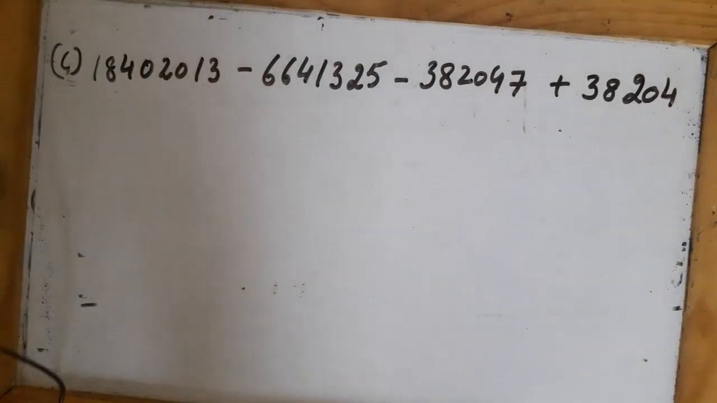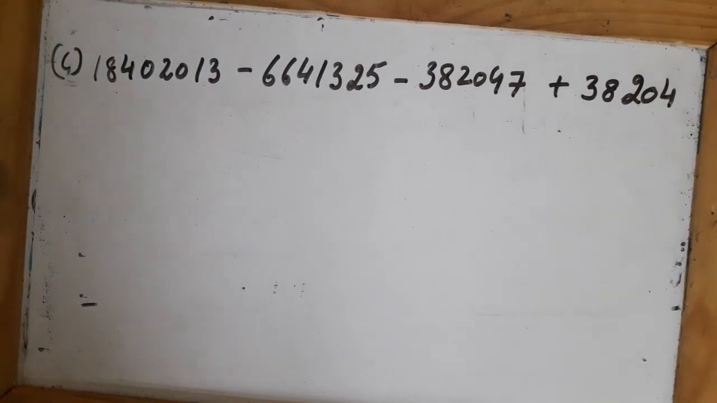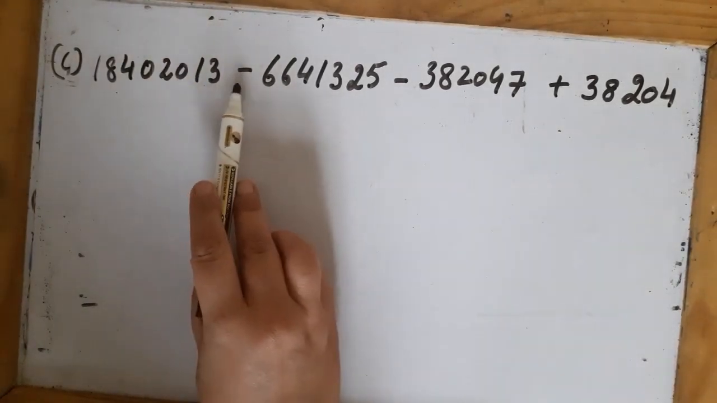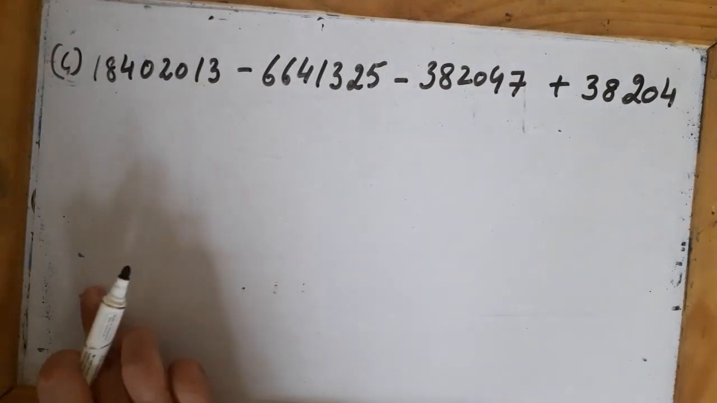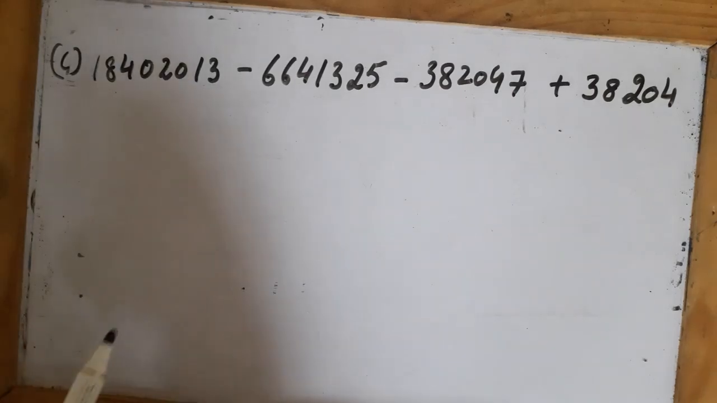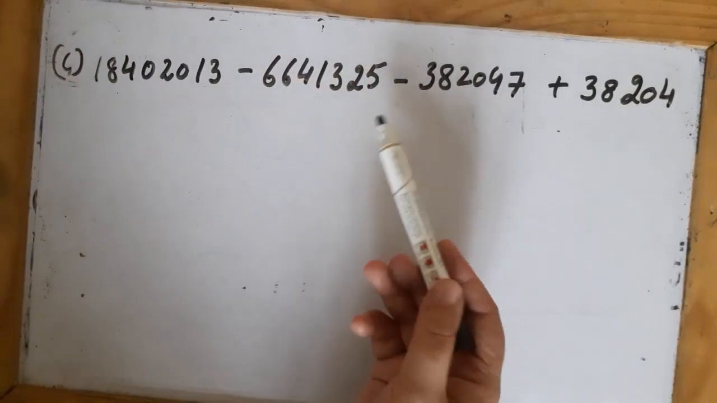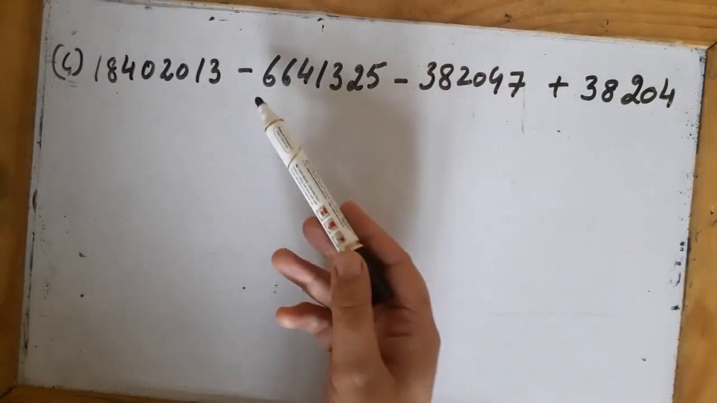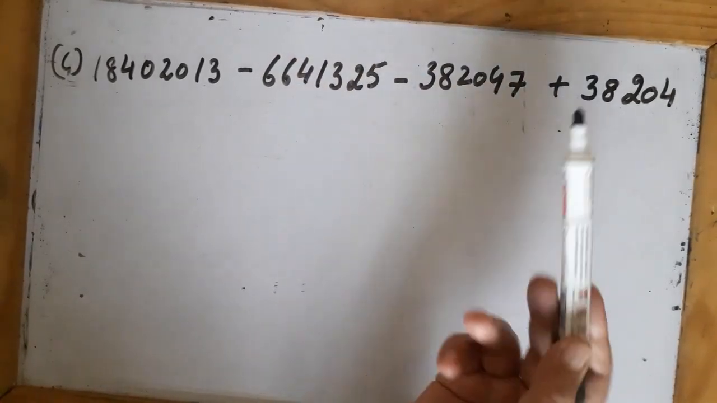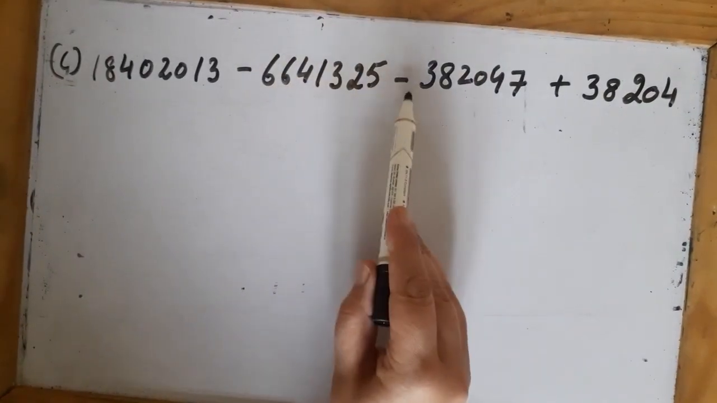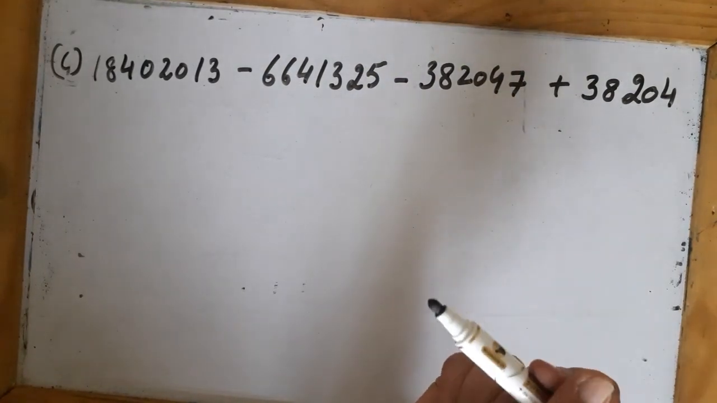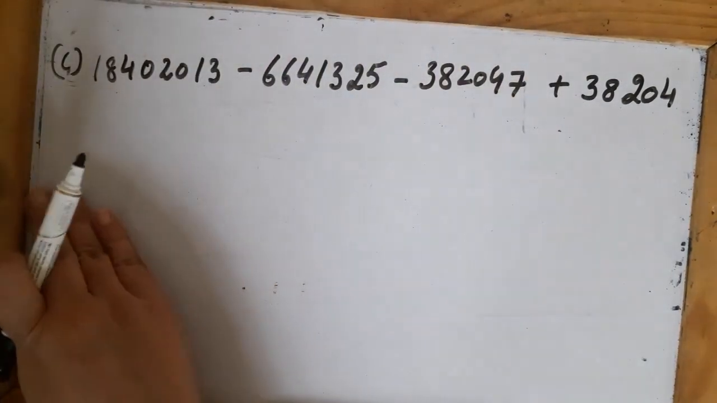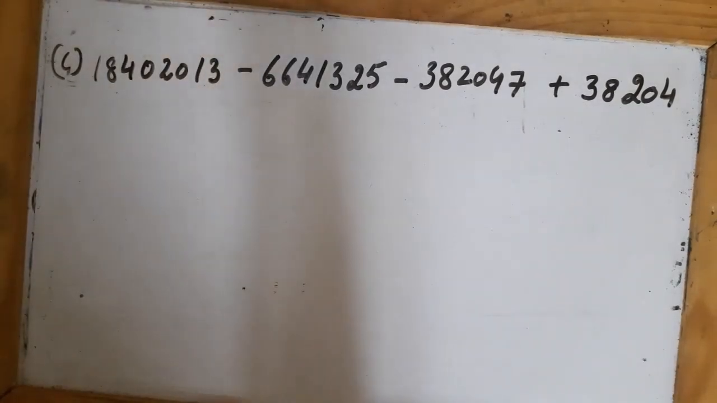Now let's do the C part of the seventh question. In this you can see we are given four numbers. This number, subtract this, plus this. Now this type of sums where you have more than one single operation, where you have to do subtraction also and addition also, and you can see the minus sign is twice. So what we can do in this is, we will solve this sum in three steps.